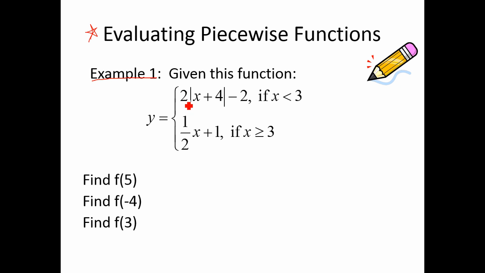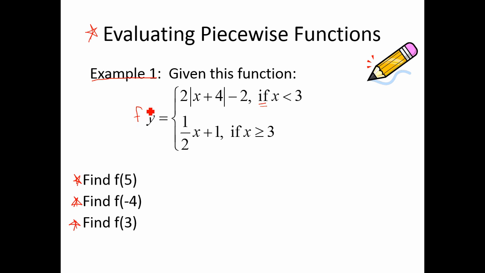So the first part of this function is 2 times the absolute value of x plus 4, minus 2. We know that this would be a v, right, because it has that absolute value. And then there's a comma, and it says if, sometimes the if is there, sometimes it isn't, x is less than 3. And then there's another part to the function that says use 1/2 x plus 1 if x is greater than or equal to 3. So if we need to find these three things down here, find, this is a fancy way of asking us to substitute in these x values. So it says find f of 5.